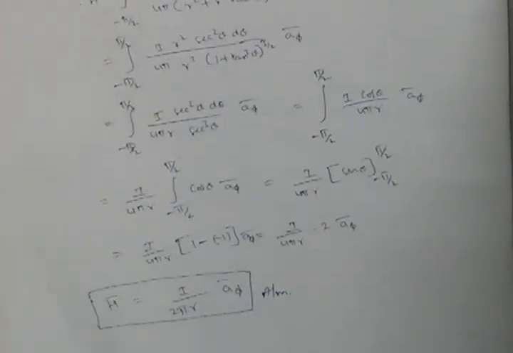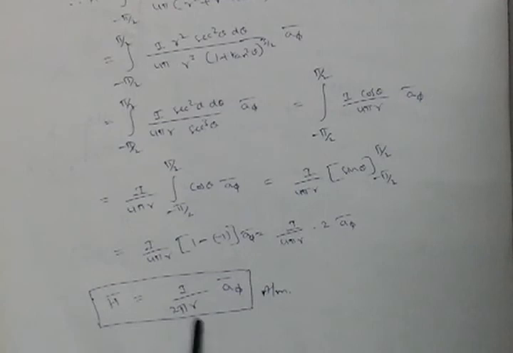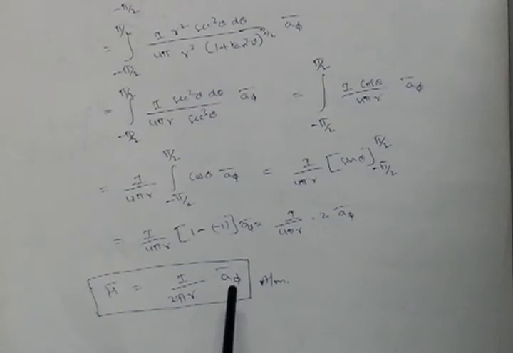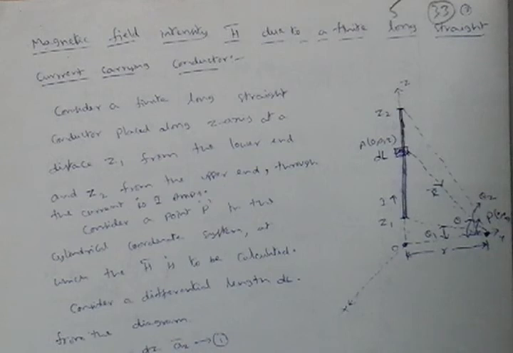We need to remember this formula. H bar is equal to I divided by 2 pi R A phi bar ampere per meter. Based on this, we need to solve the problems also. This is an application of Biot-Savart's law. This is applied to an infinitely long straight conductor to determine the magnetic field intensity H bar at any point in the considered region.